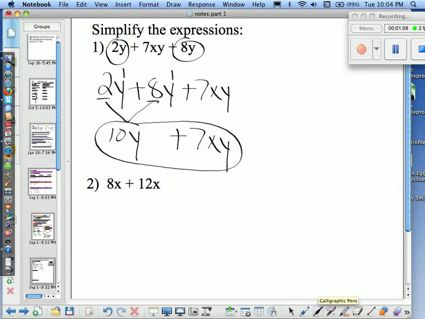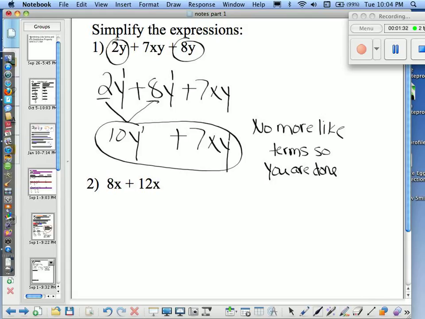So this is our final answer because there are no more like terms. Okay, no more like terms, so we're all done there. I know this is y to the first and this is y to the first, but this second term has an x with it, so they are not like terms.